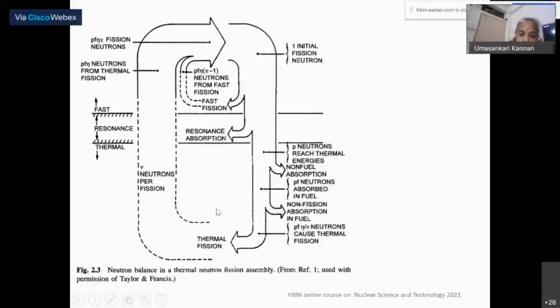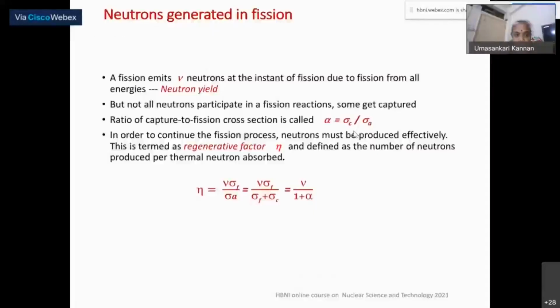So this is called the neutron life cycle, and it is characterized by these 4 factors which I am trying to tell you. So one fission neutron which is absorbed by a uranium-235 nucleus gives you new fission neutrons at the end, when it is causing fission. This is the neutron life cycle, which we are going to talk about in a little more detail. First, let us talk about the neutrons generated in fission.